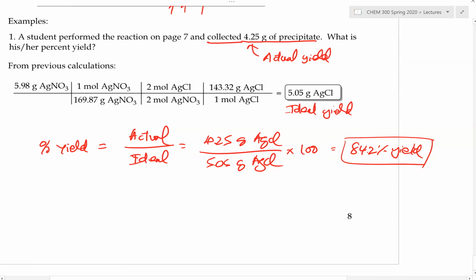If a reaction were to have 100% yield, that means the reaction was a perfect reaction. We were able to make all of the product that we were expected to make. So ideally speaking, we want to have 100% yield, or very close to 100. The closer we are to 100, the better the reaction would be.